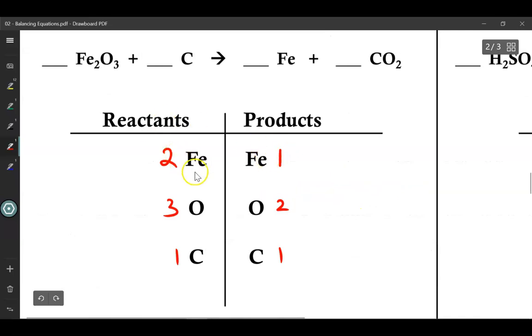So let's do that. Now when you're balancing equations, you can only play around with the coefficients. You're not allowed to play around with the subscripts. Watch what happens if I mess around with the subscripts.